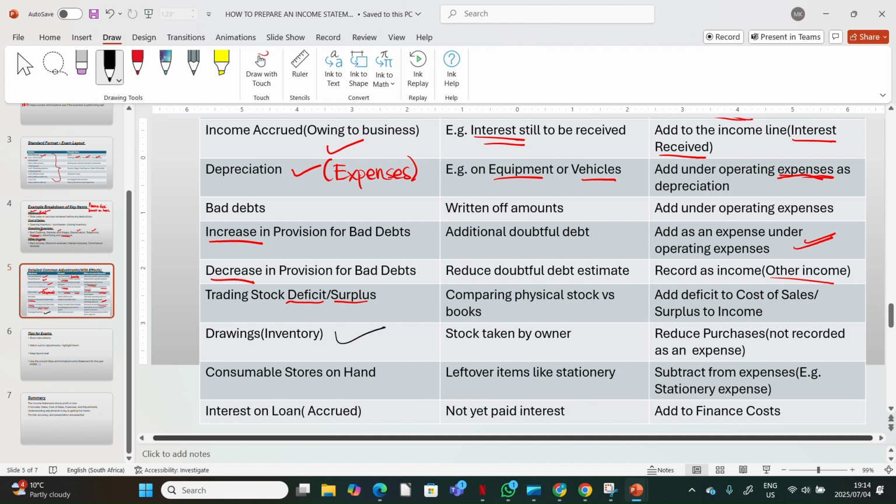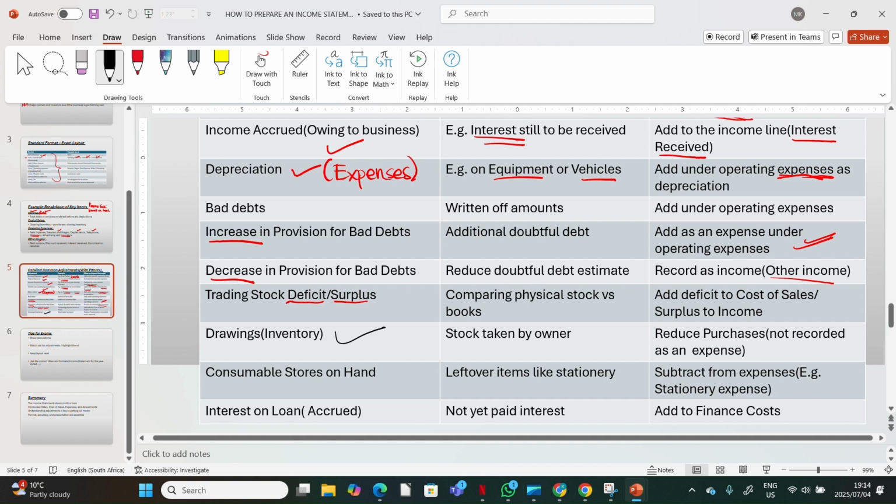Then the last one, we have our interest on loan, and it is accrued. Interest on loan, it is accrued. So meaning that we have not yet paid our interest. And if we have not yet paid our interest, we are going to add it to finance cost. Remember the finance cost, it's the one that we subtract before we can get the net profit before tax, right?